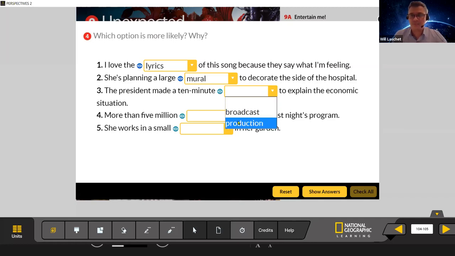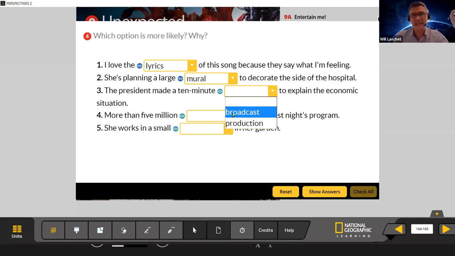Okay, so we're going for broadcast. That's right, broadcast. I agree with you here. I think it's broadcast. If we're looking at the reason why, to make a broadcast, this is something that collocates. Okay, we can say you make a broadcast.